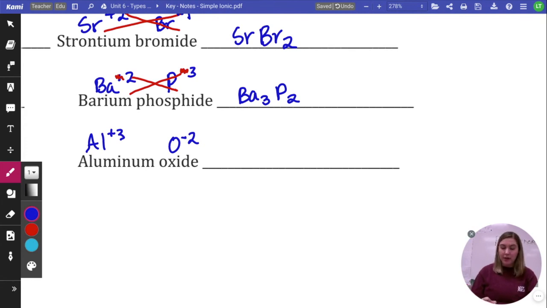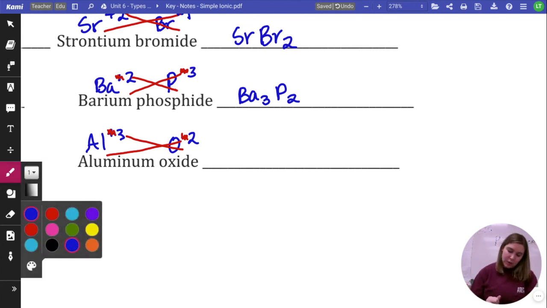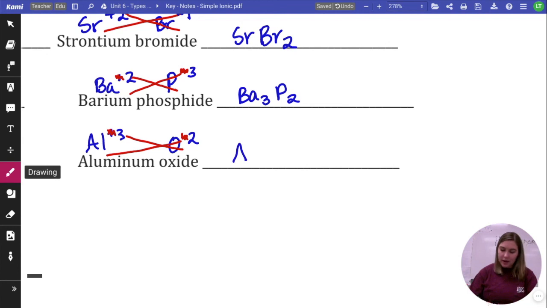Okay, so aluminum is in group 13, so it has a positive 3 charge. Oxygen has a negative 2 charge. So we are going to swap. So the 3 from aluminum is going to come next to oxygen. 2 from oxygen is going to come next to aluminum. Drop. Our charges don't matter anymore. And we can't reduce this one because we already have our lowest ratio. So we end up with our final formula being Al2O3.